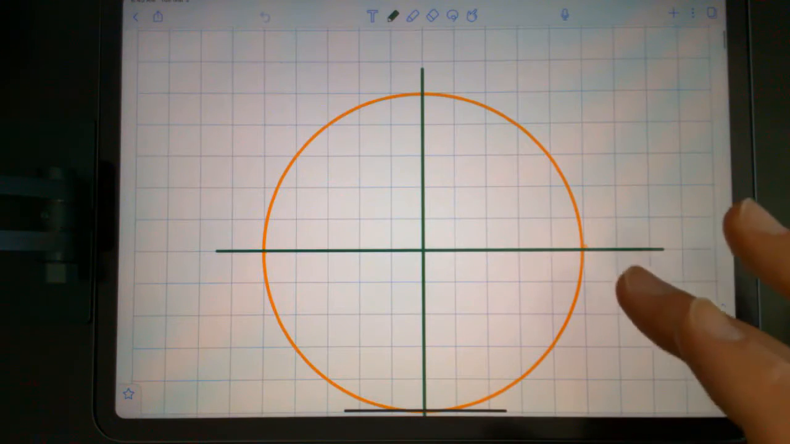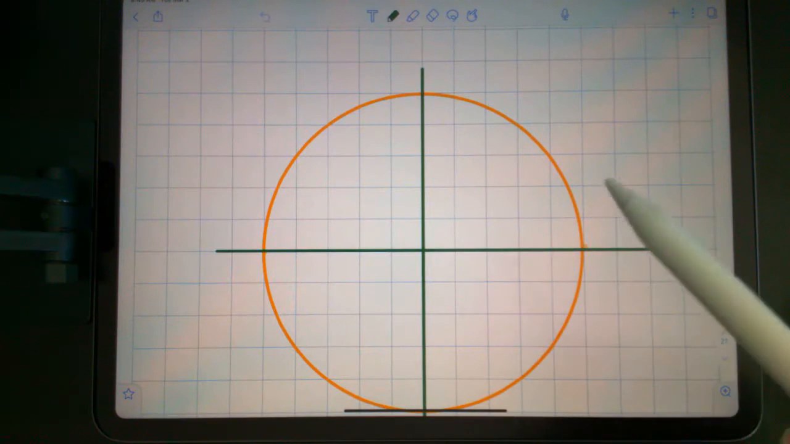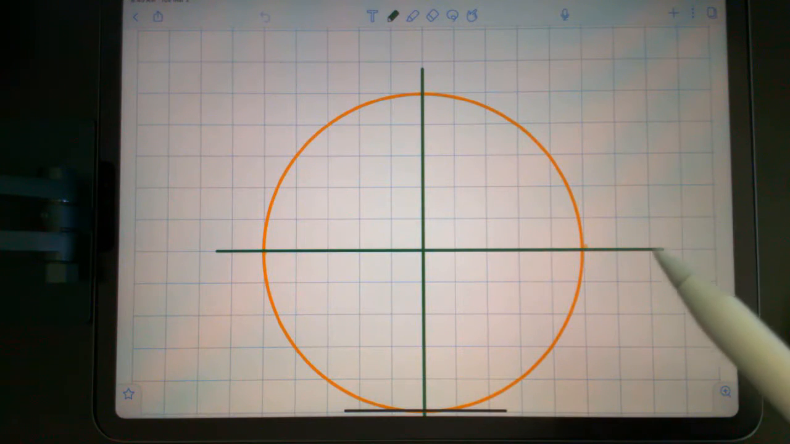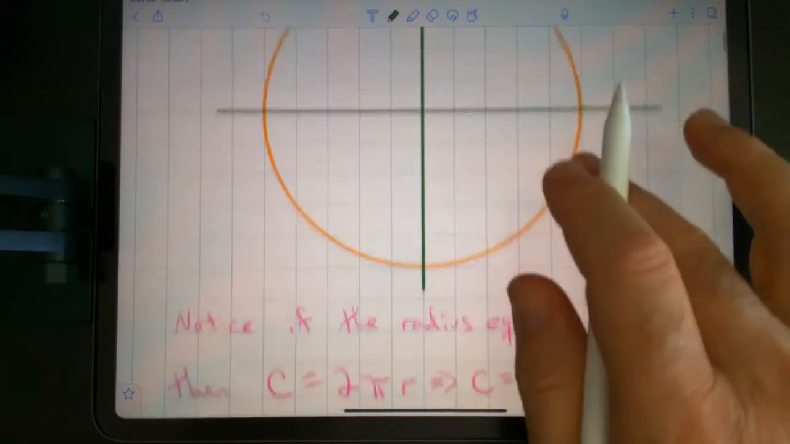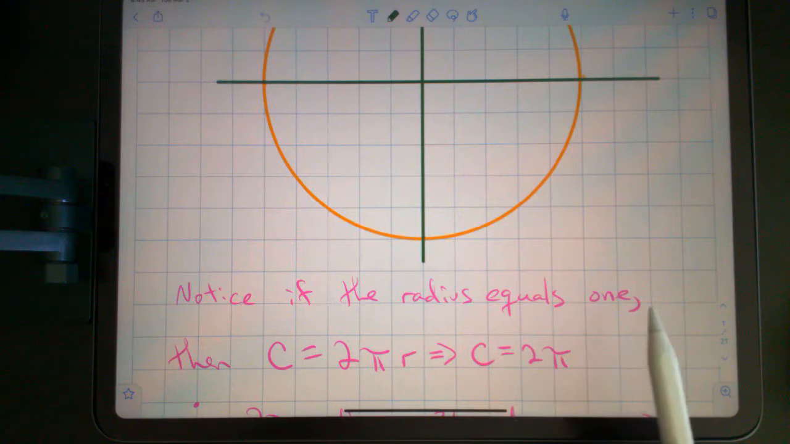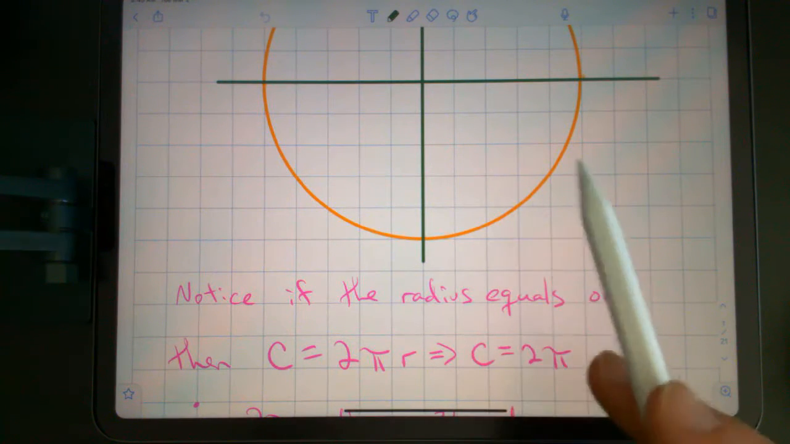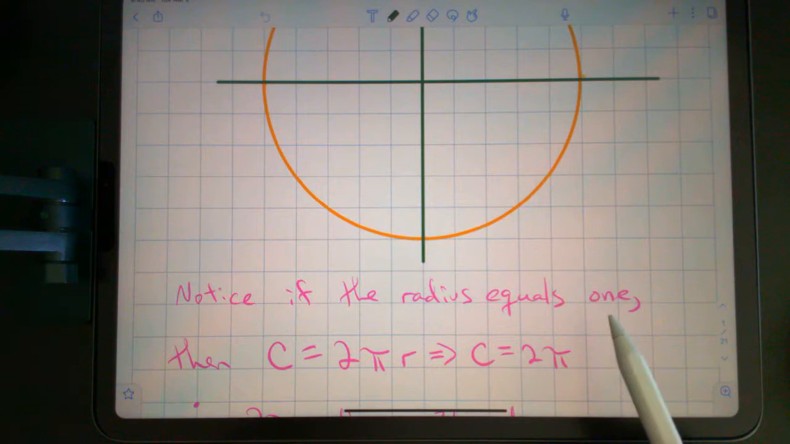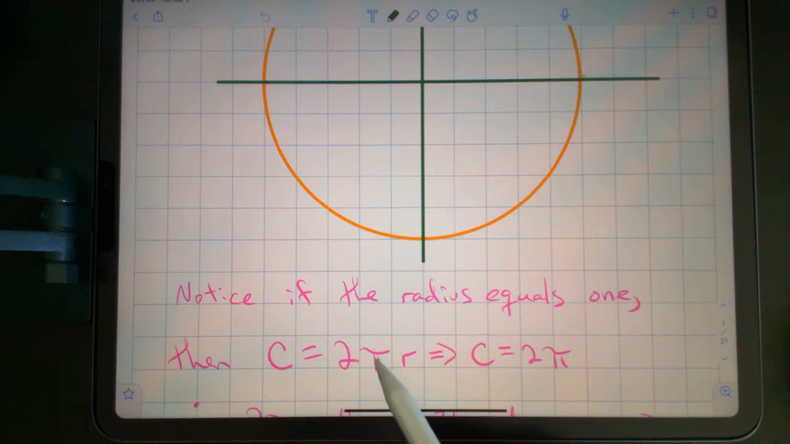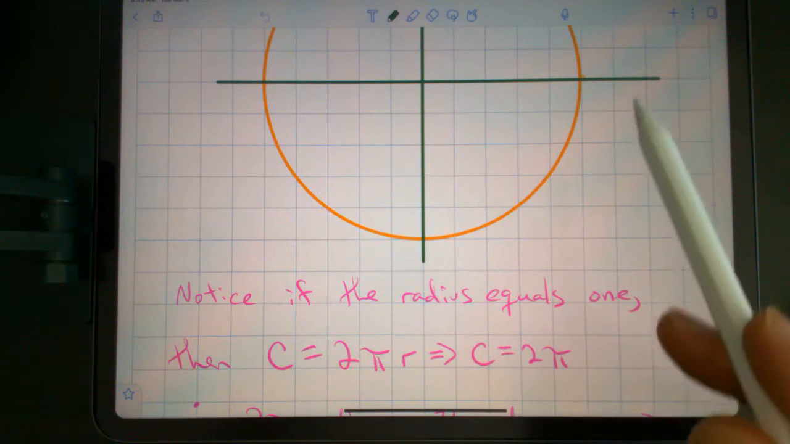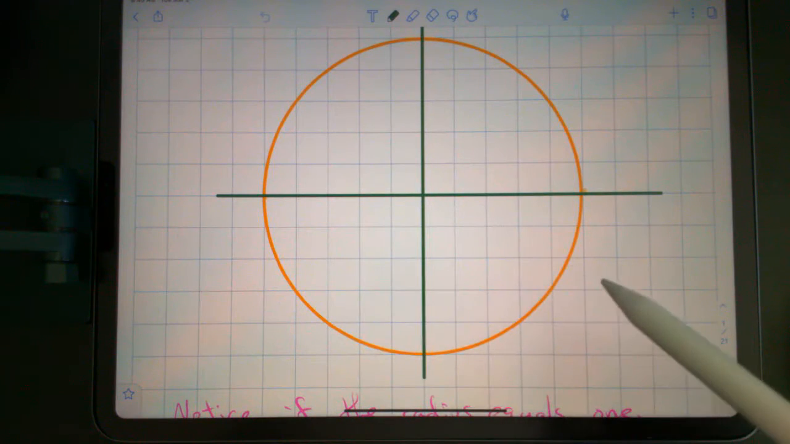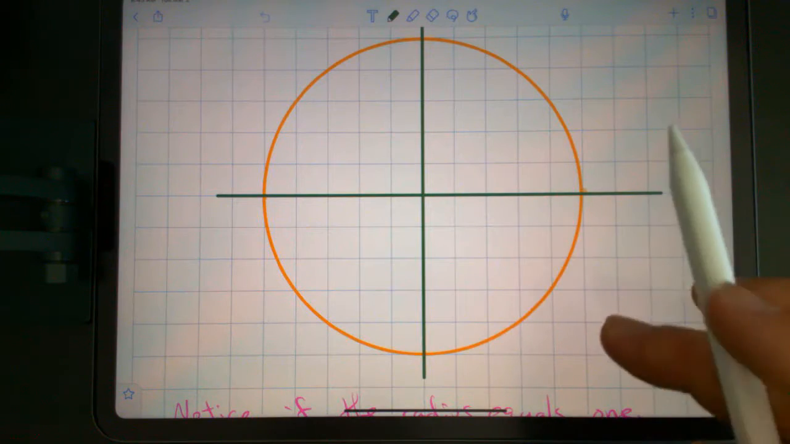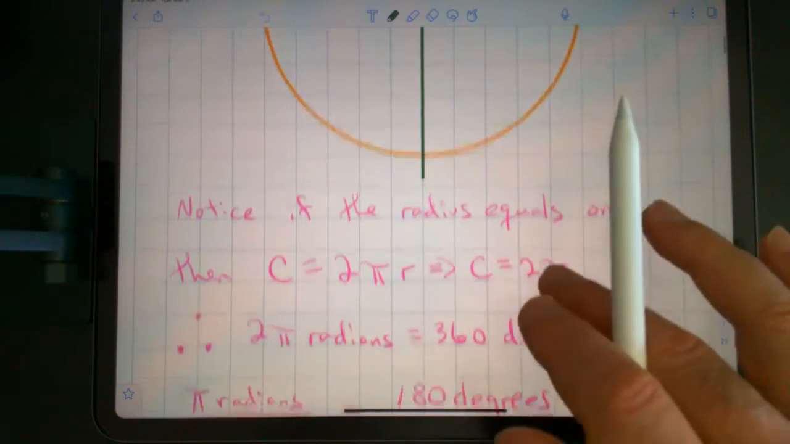So a circle is 360 degrees, and the circumference is equal to 2 pi r. But if we make this a unit circle such that the radius is 1 unit, then your circumference is simply 2 pi. So one definition of a circle is that it is 360 degrees, and another definition for the unit circle is that it is 2 pi radians.